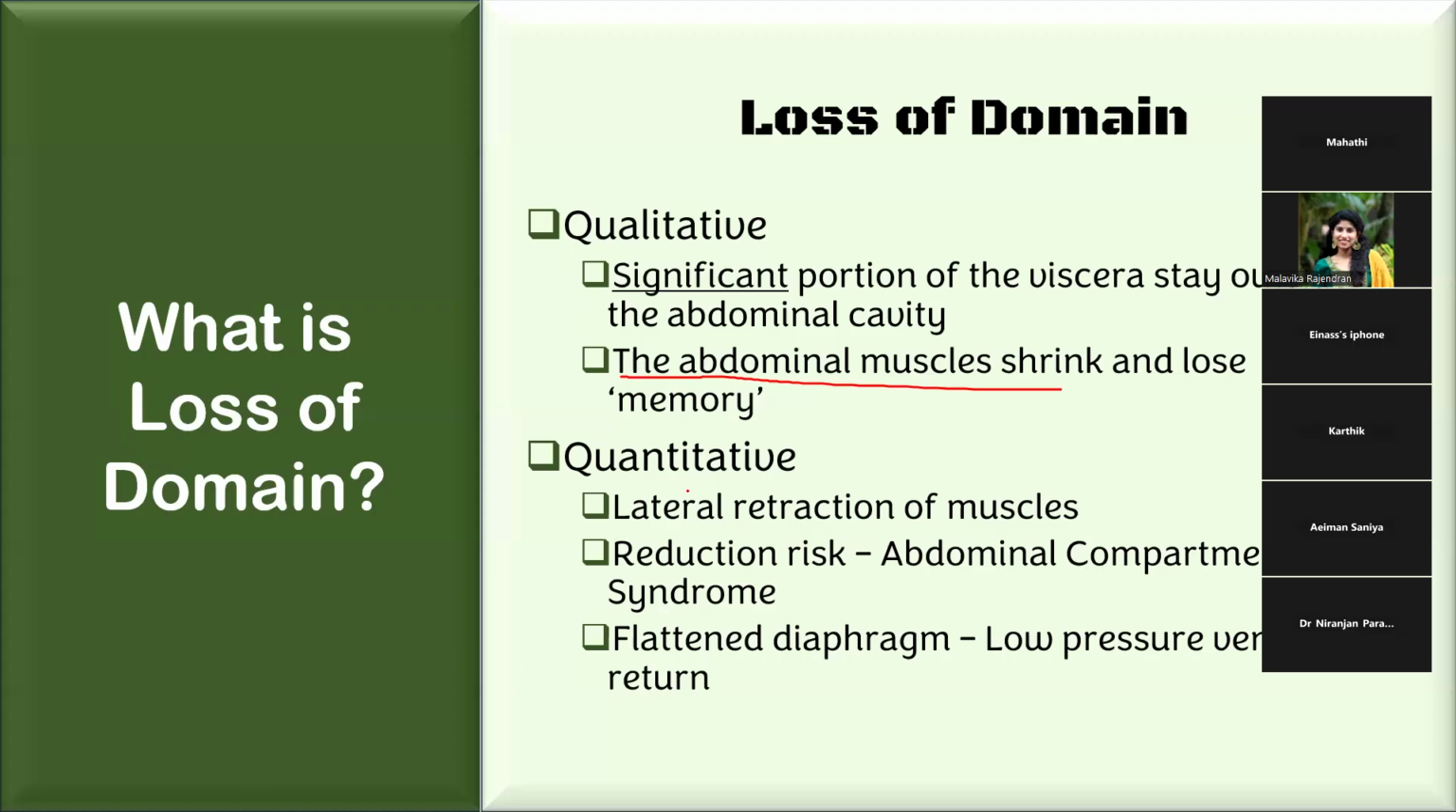And also the quantitative thing that we mentioned, 20-25%. What happens is that the abdominal volume reduces significantly. So if you force the viscera back into the abdomen, you end up with abdominal compartment syndrome. You can also have a flattened diaphragm, which can give you respiratory problems. So something must be done, again, as you said, to restore the dynamism in the abdominal muscles. That is the philosophy.